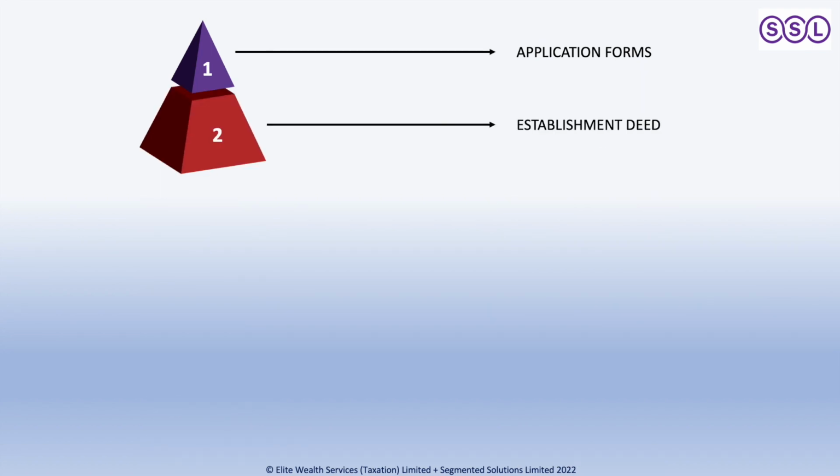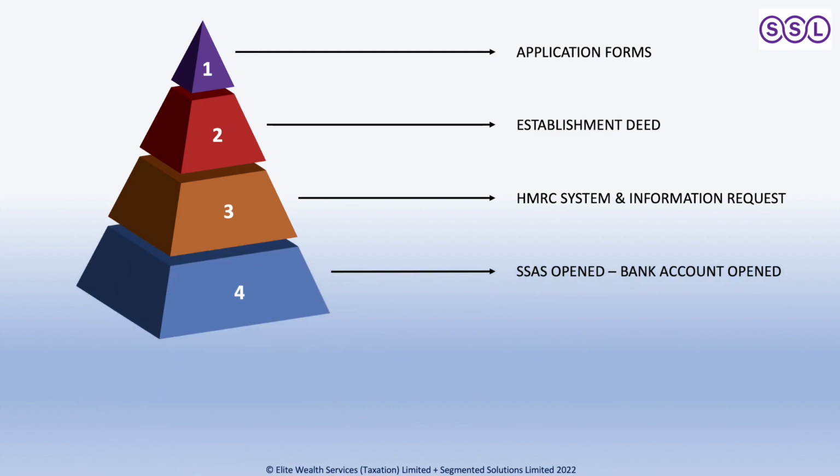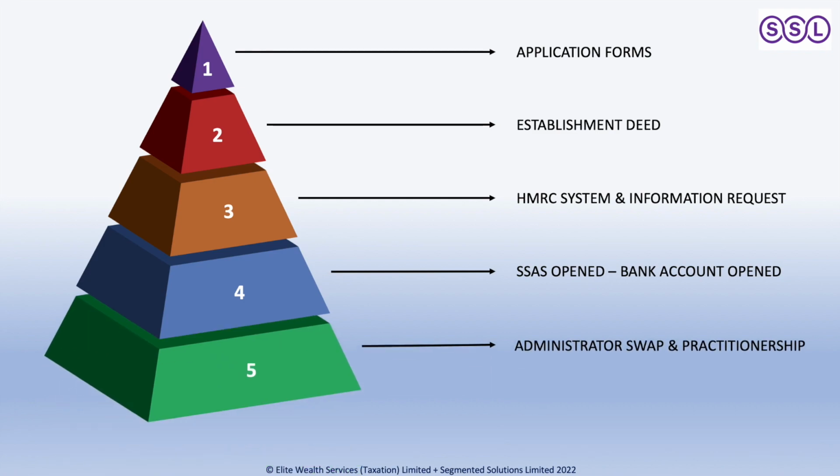To begin with, we have application forms, so we'll talk about what needs to be done, how they need to be filled in, and what needs to be emailed and what needs to be posted. We'll talk about the establishment deed. This is the thing that gives birth to the trust. Then we'll talk about the HMRC system and their request for information, and it's that part of the process that gives your trust its pension scheme status and all the tax benefits. Then we'll talk about opening a bank account for your SaaS, because you can't really do much without one. And then we'll talk about the administrator swap and our positioning as practitioners. So let's get stuck into the detail.